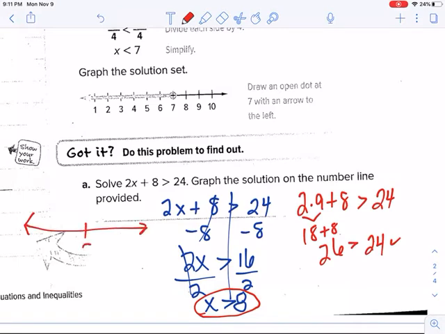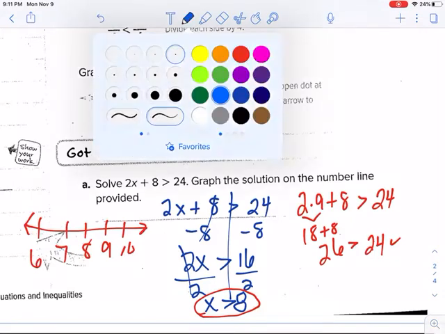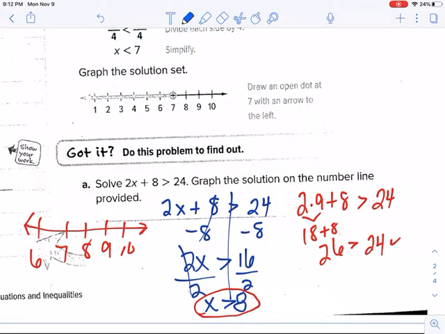I'm going to put 8 in the middle, 9, 10, 7, 6. And remember, you're using an open circle at 8 because there's no line underneath it. And it's greater than, so you're going to go to the right.